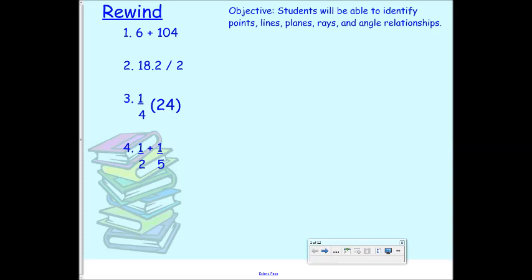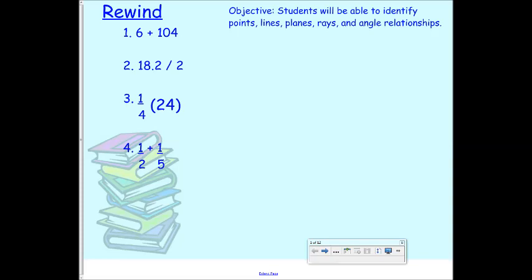Okay, so we're going to actually get started today. So the rewind with number 3, what kind of math is that? Multiplication. How do you know that in number 3? The parentheses tell you, or if there's no sign, you assume that it's multiplication, right? Good. What's number 4? That was the one that tripped the most people up. What's going on in number 4?